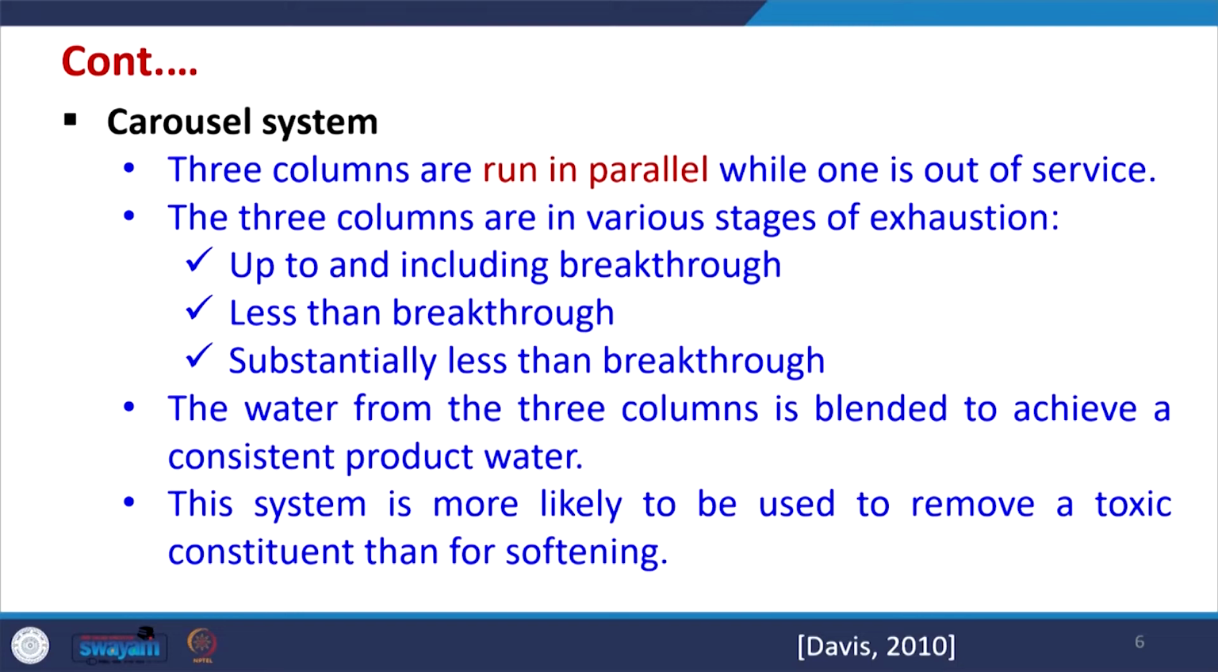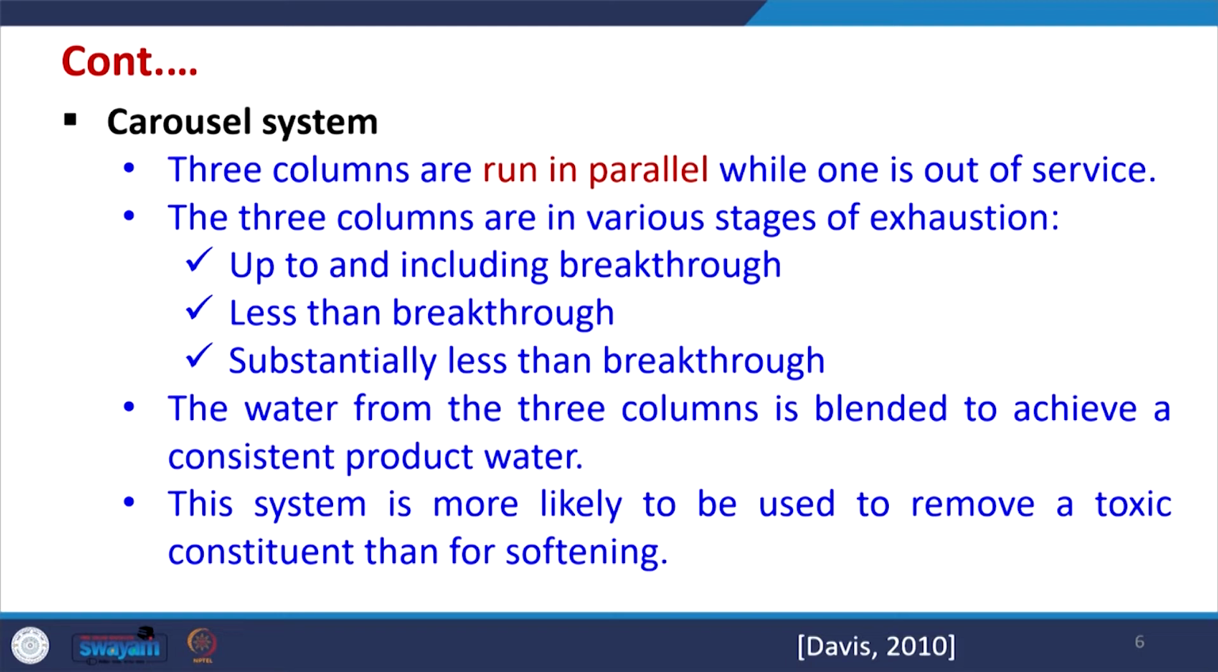Then we have a parallel system also. In this case we run 3 columns in parallel while one is out of service. So, this mode of operation is there. We may have 4 columns, 3 are being run, one is out of service. The 3 columns are in various stages of exhaustion. So, it is possible that breakthrough curves with respect to these columns are at different stages.